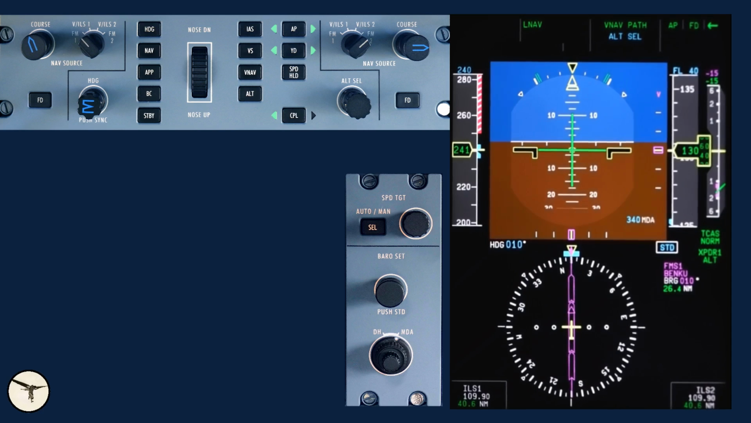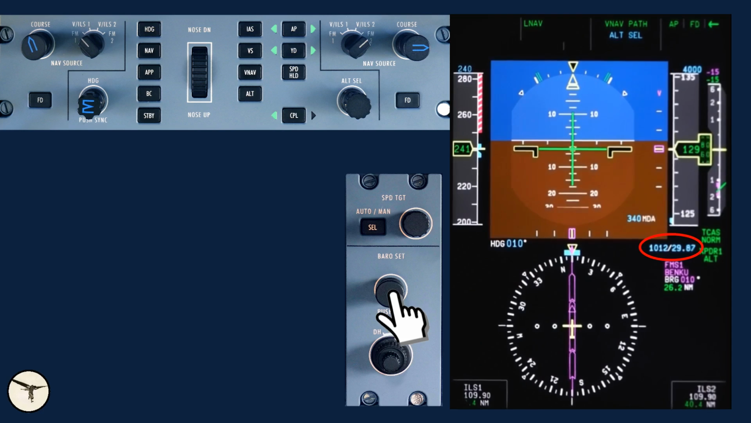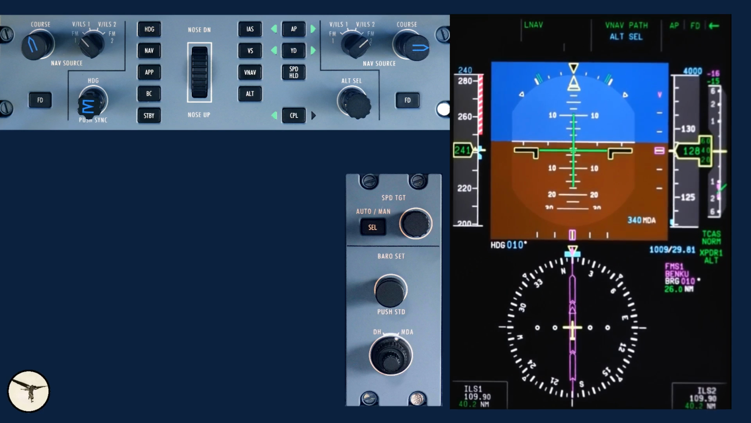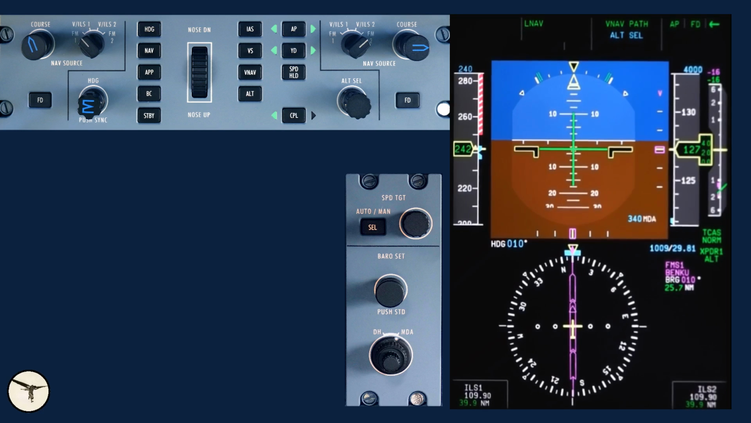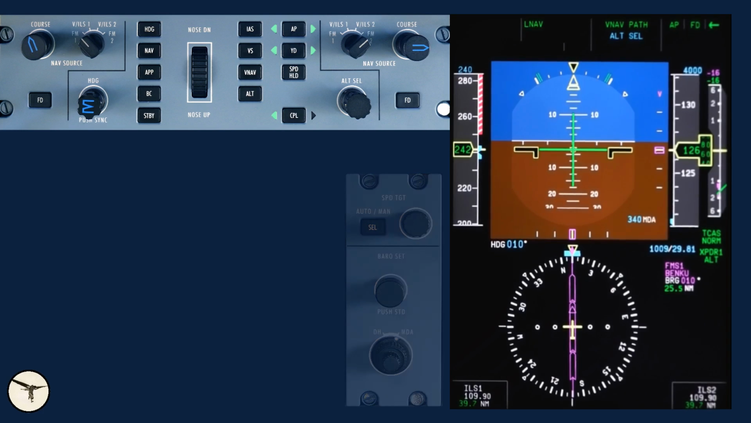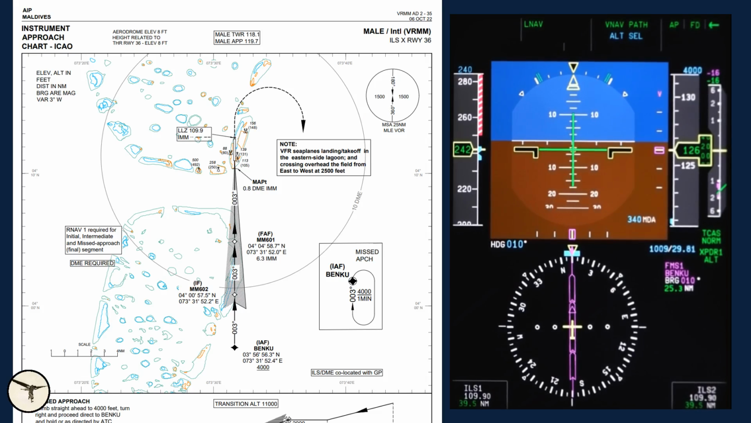Passing transition level, set QNH. Passing 12,700 feet. Now, are you ready for briefing?